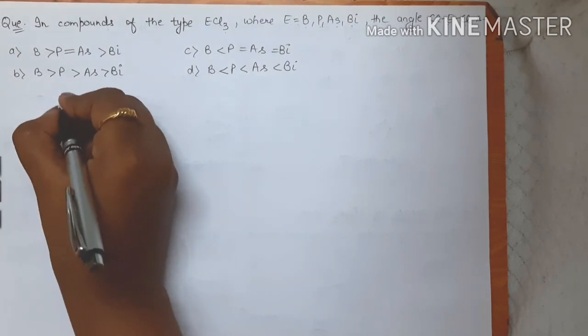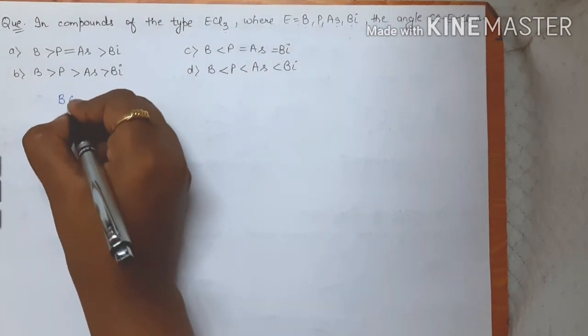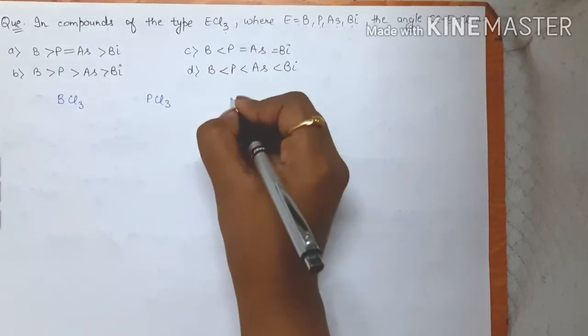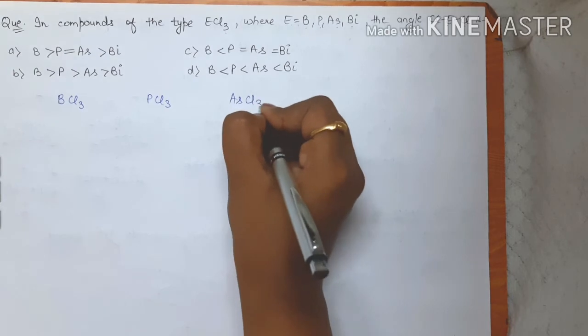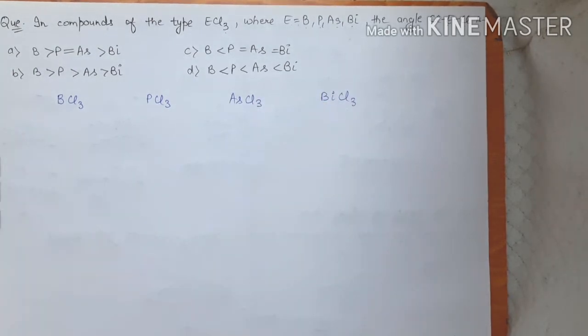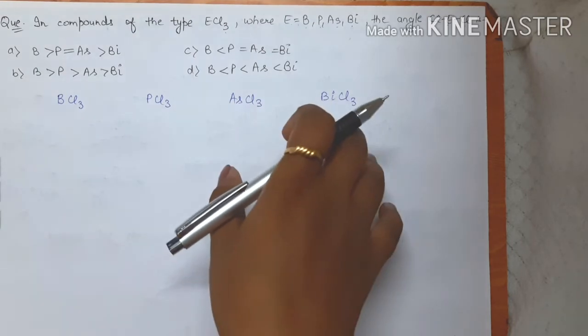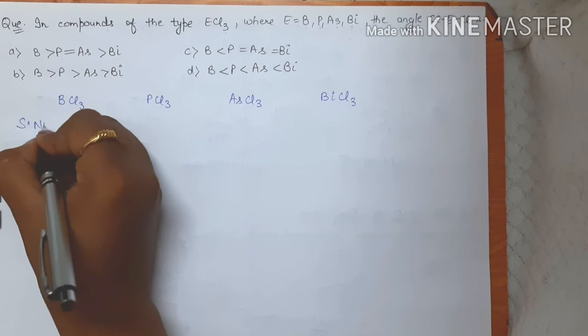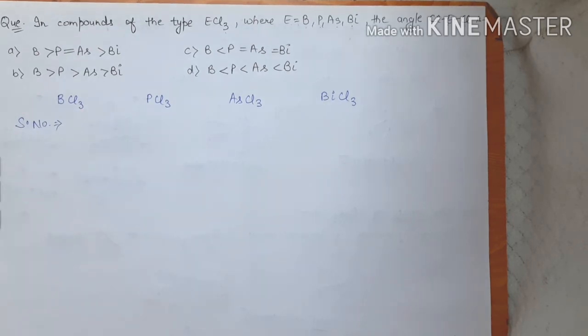The type of molecules being formed are BCl3, PCl3, AsCl3 and BiCl3. These 4 types of molecules can be formed. Now if we look at each of these molecules, we have to look for the steric number of these molecules, and first find out the geometry, right?